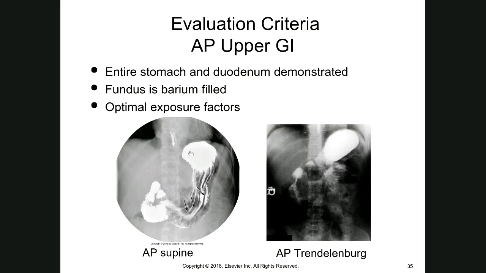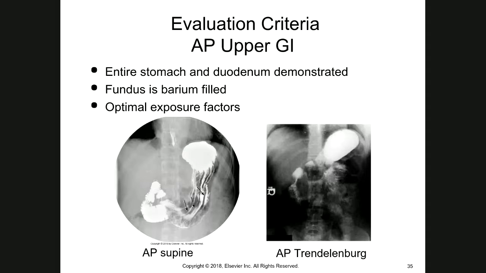So this one, the patient's AP supine. This one is a Trendelenburg where they've lowered the table, but notice you still see the diaphragm up here, and we don't see any portion of the stomach protruding up through that diaphragm, which is good for the patient.